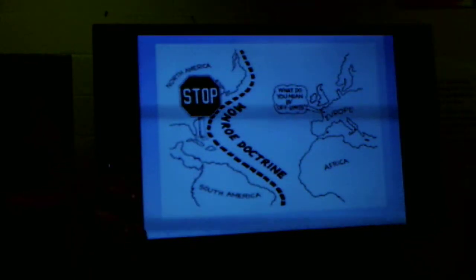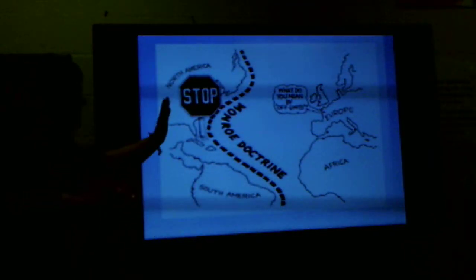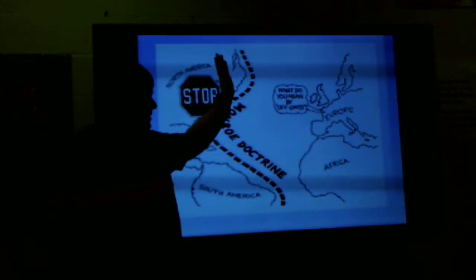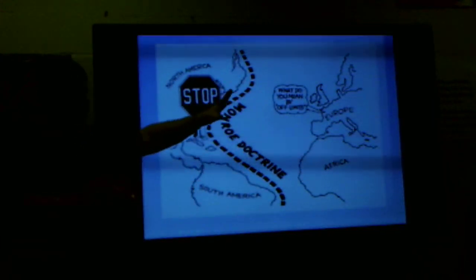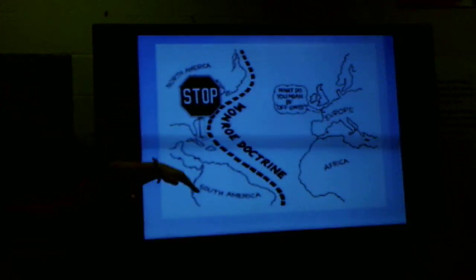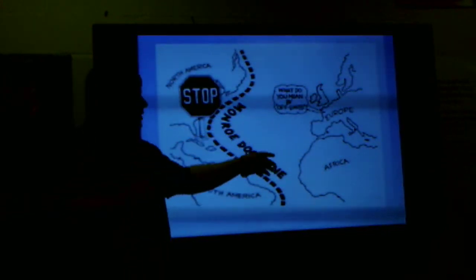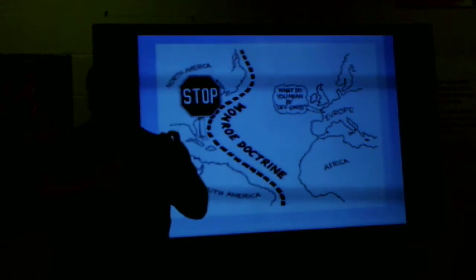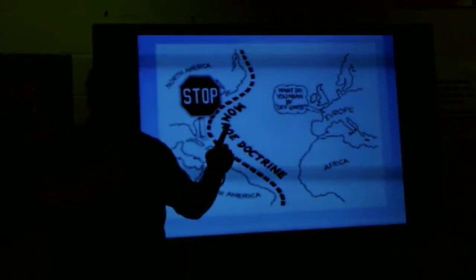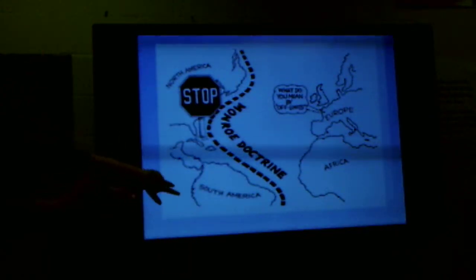That's what this political cartoon is. Basically, we got a stop sign. We're holding it up against Europe. We're saying, stop. This is our neighborhood. You guys stay out of our hemisphere. And they say, of course, what do you mean by off limits? We mean out. Stay out and don't come back.